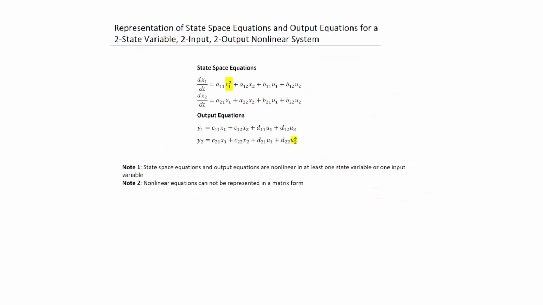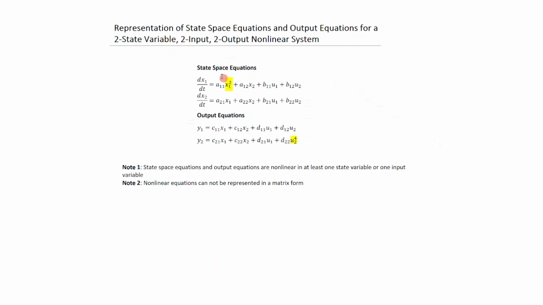In this case, for example, we'd have a nonlinear system with two state variables, two inputs, and two outputs. If we look at this set of equations, here are our state space equations, but this is now not linear in x1. So we have one term here which is nonlinear. And if we look at the output equations, this one is linear, but this one is not because it involves the fourth power of one of the input variables.